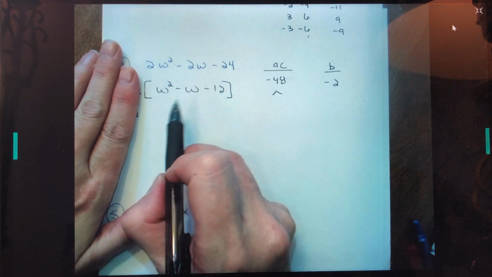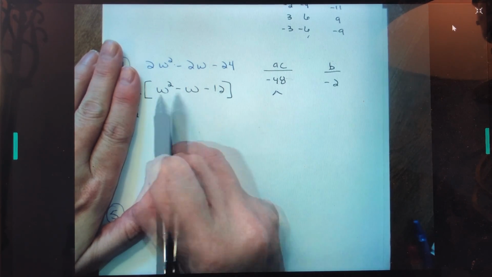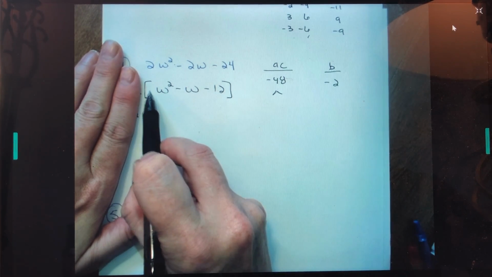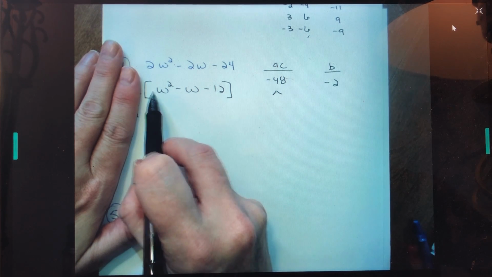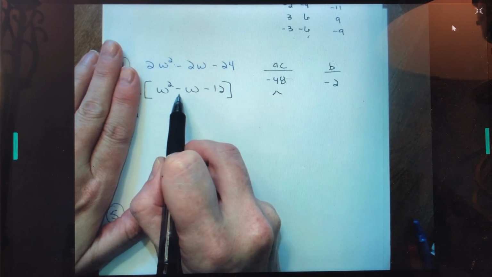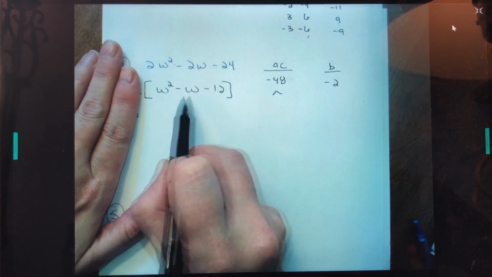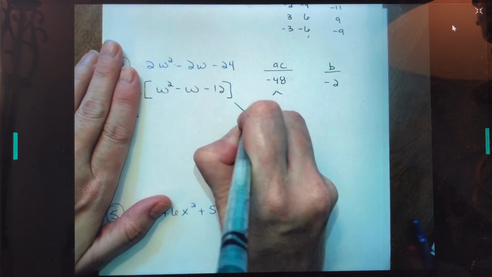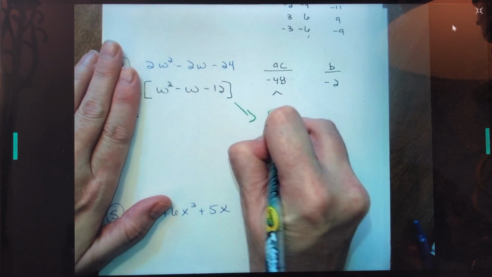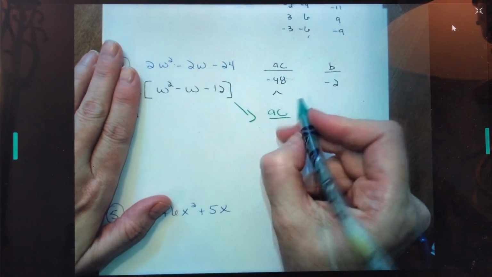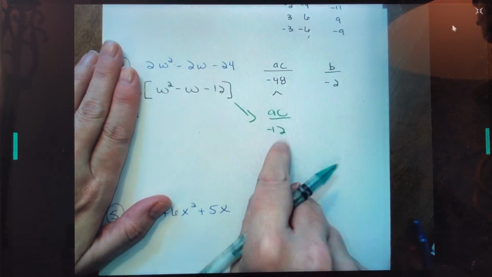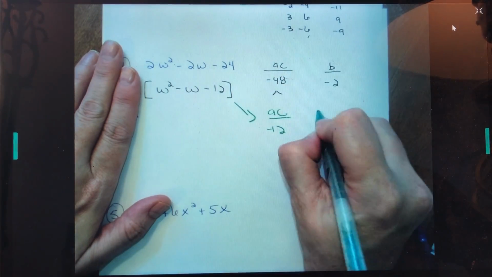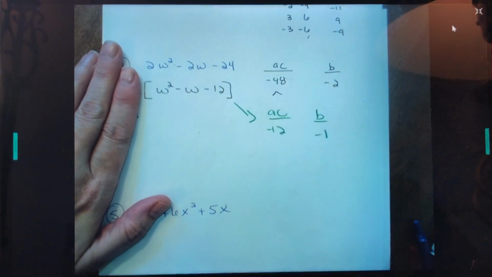Now what I realized, this problem, if I do the AC method, A is now a 1, which means I can do this the shortcut way. And so let's rewrite what A, B, and C really are. So for this new one, A times C, that's 1 times negative 12. That's a negative 12. And the B is actually a negative 1.